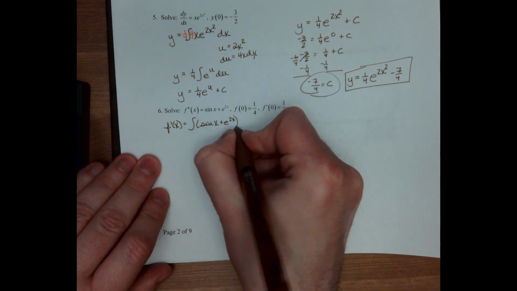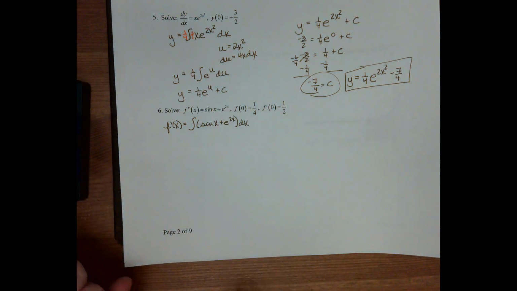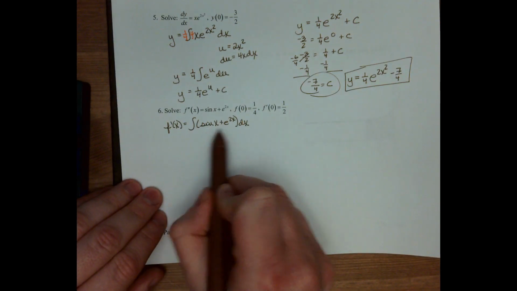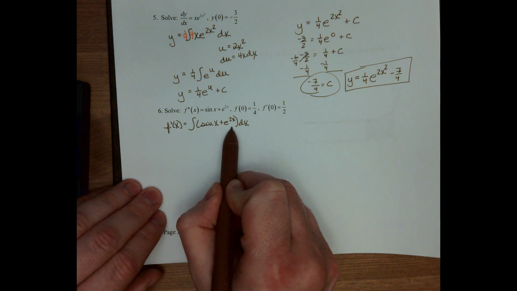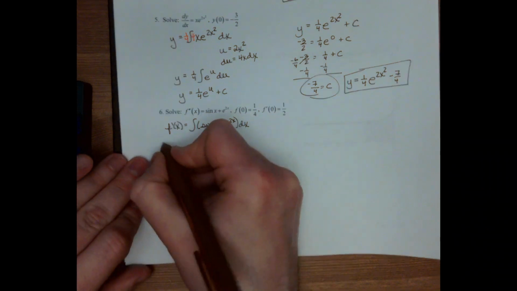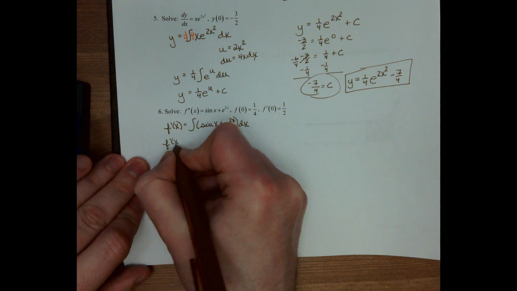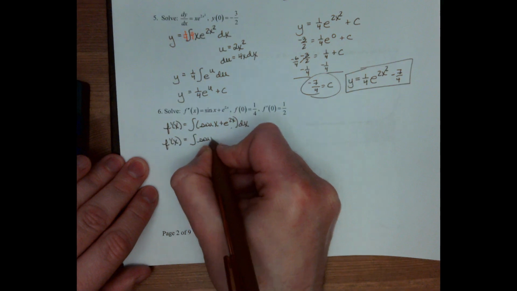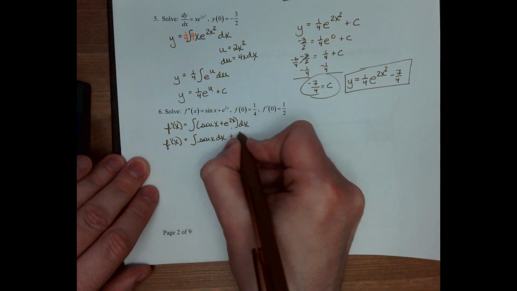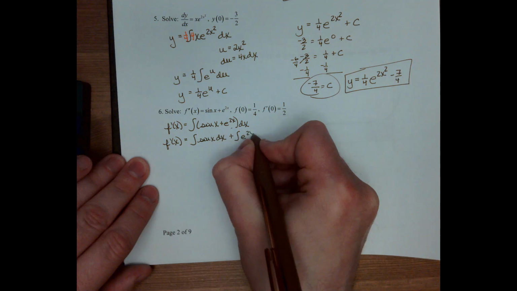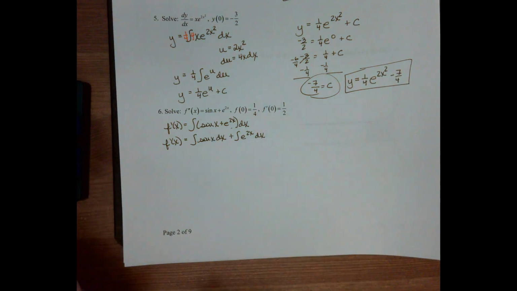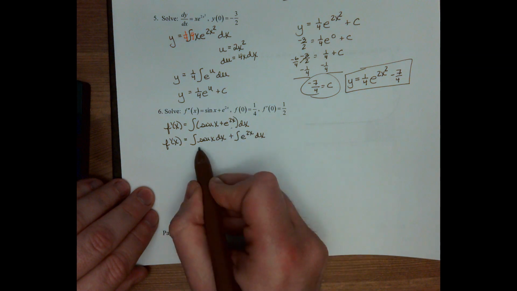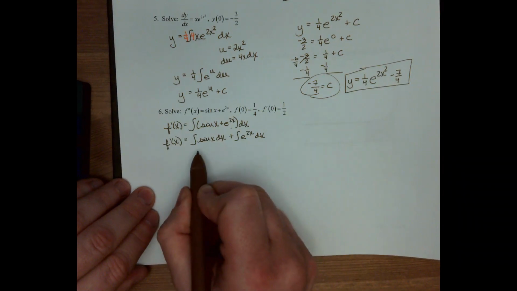Now, no u substitution. Yes, u substitution, which means I need to split this into two different integrals, do a u substitution on one, and just straight integration on the other. I'm going to integrate sine x dx plus the integral e to the 2x dx over there. You need to use a u substitution here. You don't need to do that over here. Go get your general solution for f prime.